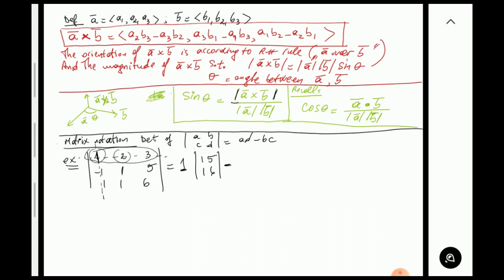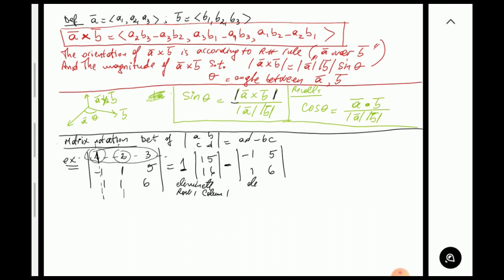We have 2. Eliminate row 1, column 2. I'm not going to sketch it again because I don't want to make too much of a mess here. So if you eliminate row 1, column 2, you're left with the determinant made of minus 1, 5, and 1, 6. So again, here, eliminate row 1, column 1.